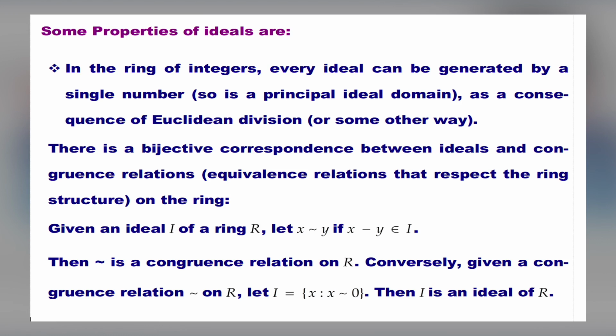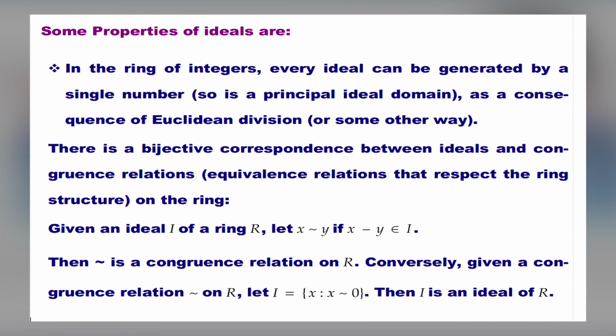In the ring of integers, every ideal can be generated by a single number, so it is a principal ideal domain. As a consequence of Euclidean division or some other way, there is a bijective correspondence between ideals and congruence relations, equivalence relations that respect the ring structure on the ring. Given an ideal I of a ring R, let x tilde y if x minus y belongs to I. Then tilde is a congruence relation on R.